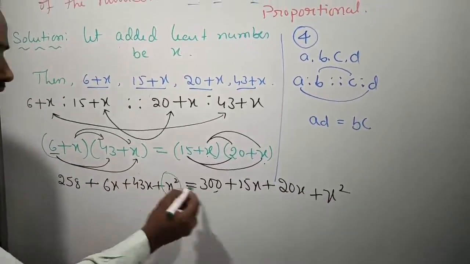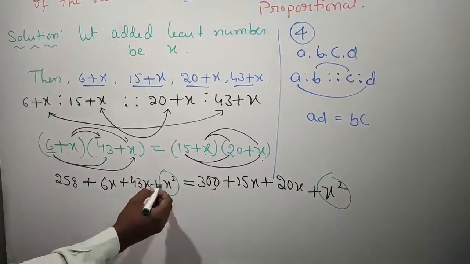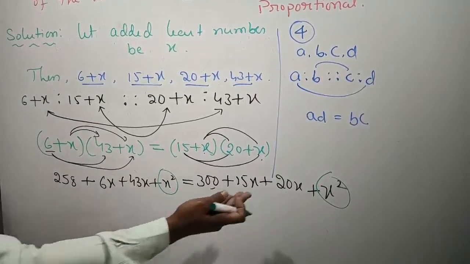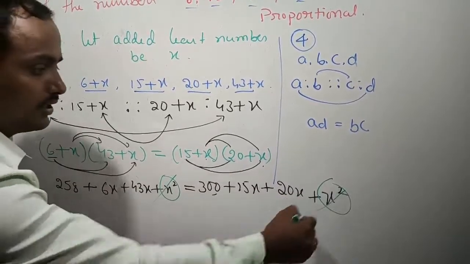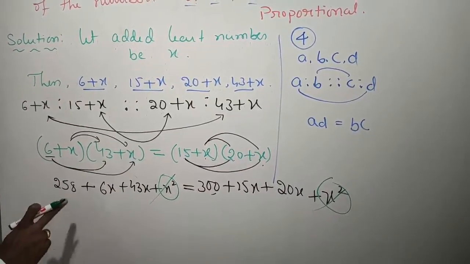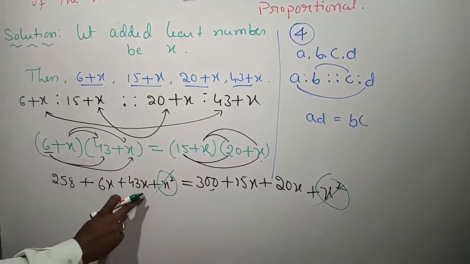x square is common. Both have the same sign on the left hand side and the right hand side. If any term comes to this side, it becomes plus x square, minus x square. Cancel. 0 will come. Next, the remaining constants and variables.